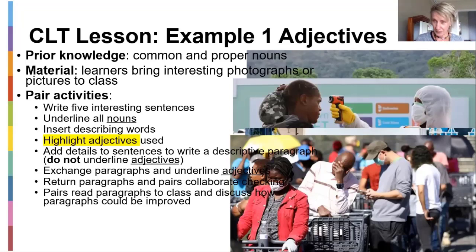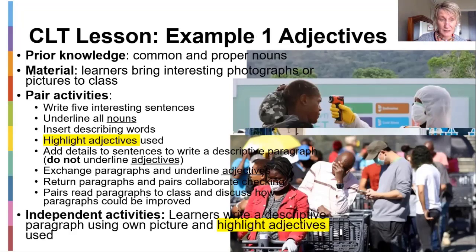Then they're going to return the paragraphs to each other once everyone has completed it, and the pair look and check to see, was this correct underlining of the adjectives? So the pairs read the paragraphs to the class and discuss how the paragraph could be improved. So it becomes a discussion. And then independently, this means by themselves, the learners will write a descriptive paragraph using their own pictures, and they will highlight adjectives that they've used. And in this way, we've used visuals to actually create a descriptive paragraph.